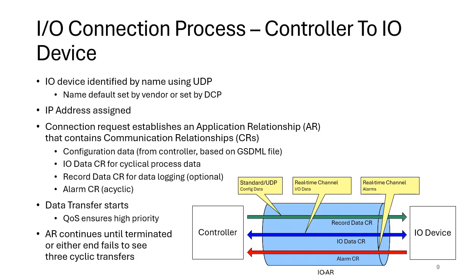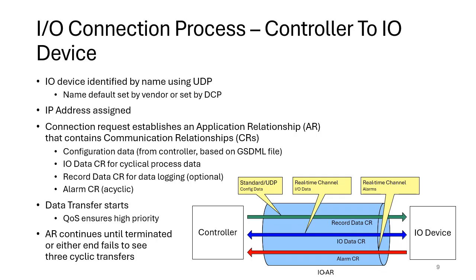So the I/O data, that's your communication relationship for your cyclical process data, and that's sent on a regular basis. That uses a dedicated real-time channel, using either the RT or IRT protocol, which is the specific protocol used by PROFINET. Now there is a record data communication relationship as well. This is optional, and not every device implements it, but the record data can be used in the reverse direction from the I/O device to the controller for data logging. Not often used, but it is there.